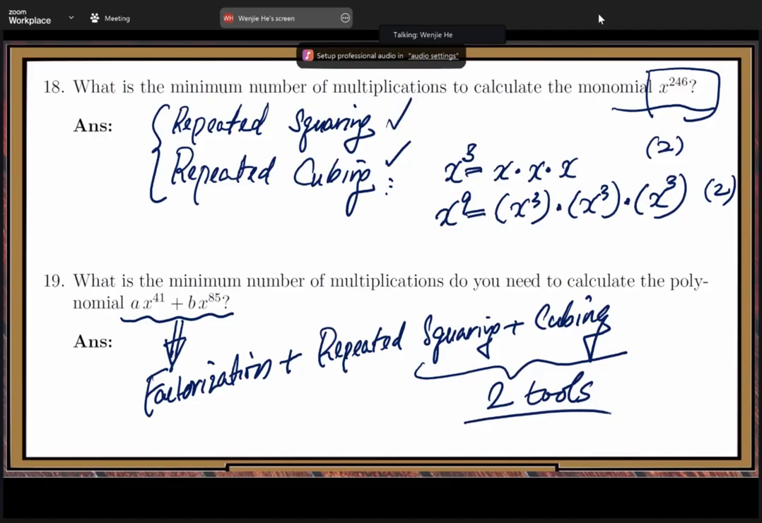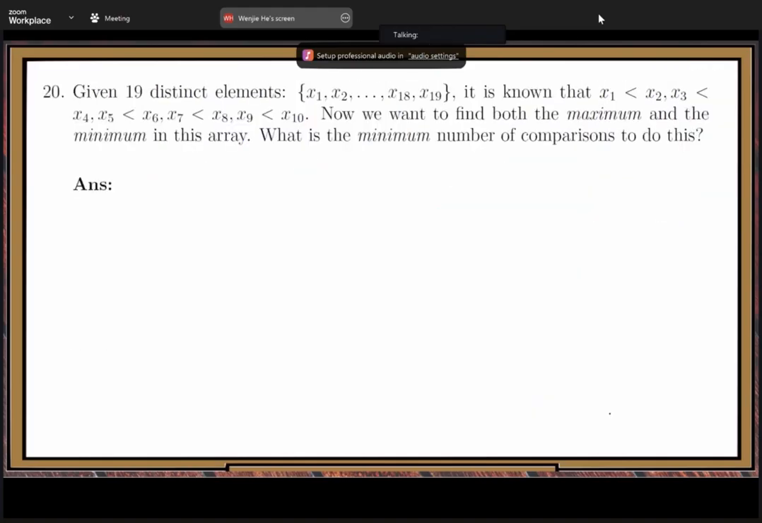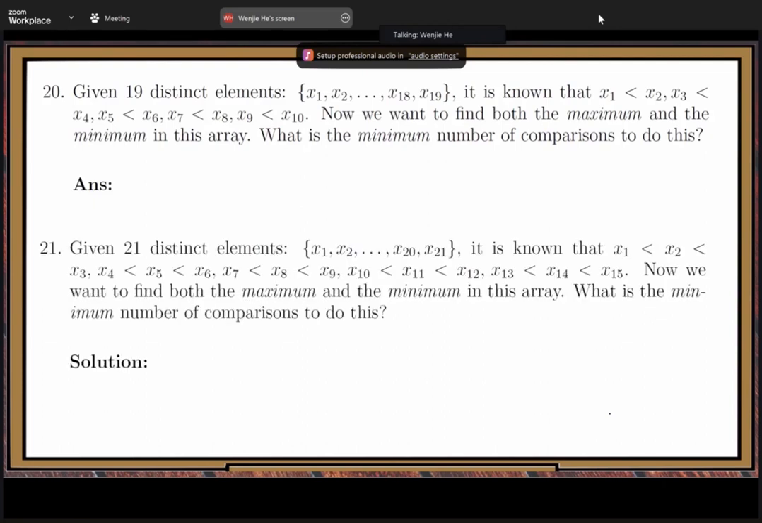Two tools is better than one tool, right? Using two tools is better than using one tool. All right, so that's these two questions. The next two questions are similar, right? Yeah, these two questions are similar.